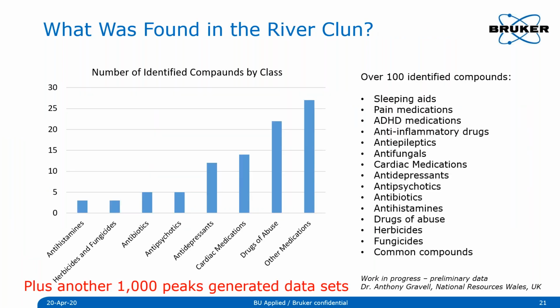In terms of the compound classes that the system identified, they're the following. So 3 antihistamines, 3 herbicides, 5 antibiotics, 5 antipsychotics, 12 antidepressants, 14 cardiac medications, 22 different drugs of abuse, and 27 other medications, including sleeping aids, pain suppressants, anti-inflammatory drugs, and so on. Plus, of course, over 1,000 other molecular formulas, which are not known drugs or common chemicals.